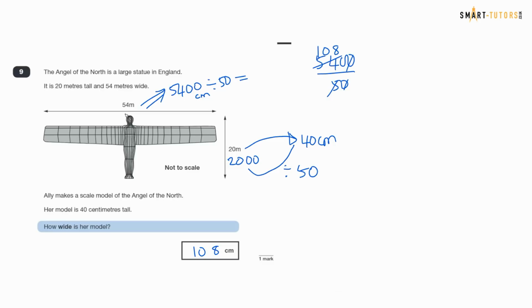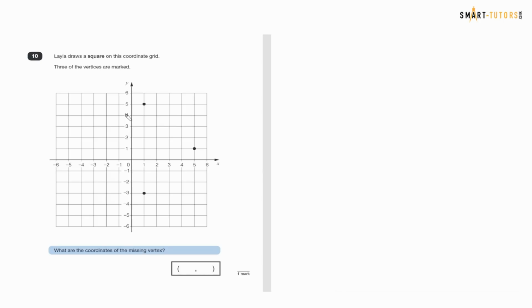So here we are talking about a scale factor. 20 meters is equivalent to 2000 centimeters. How 2000? You need to times it by 100, which gives 2000 centimeters. For the 40 centimeters, you need to divide this by 50 to get the 40. So do the same division for the width. So 54 meters equals 5400 centimeters. Divide by 50, which is 108 centimeters. So that is the answer for question number 9, and we are moving on to question number 10.